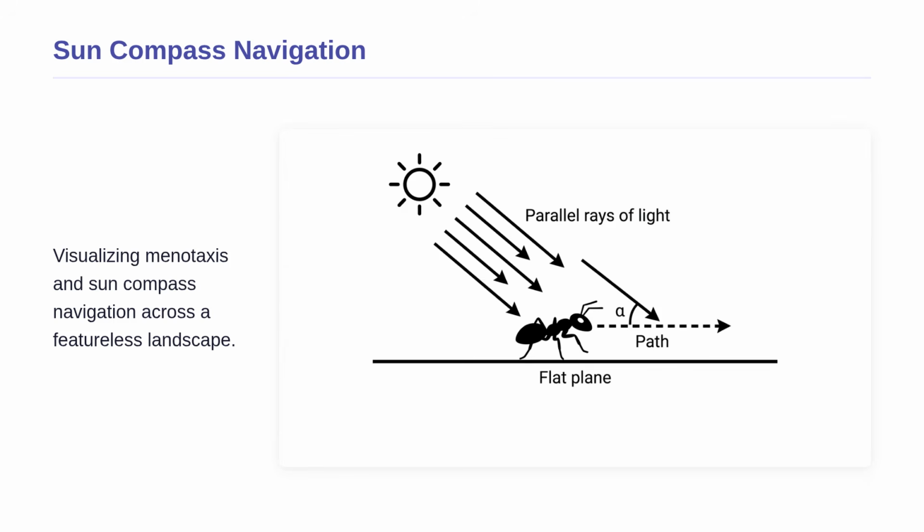Notice the angle labeled alpha. This is the specific menotactic angle the ant is maintaining between its heading and the sun's rays. By keeping this angle locked in, the ant can travel in perfectly straight lines over vast distances. It is truly the biological equivalent of a sailor using the stars to navigate the open ocean.